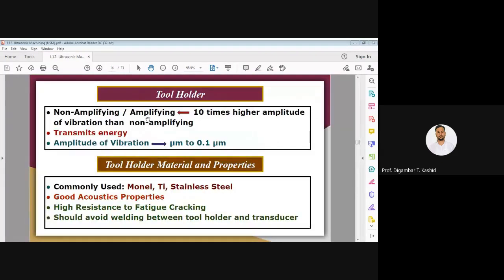Then we have another element, the tool holder. There are two types of tool holders in ultrasonic machining. One is known as a non-amplifying tool holder, and another is called an amplifying tool holder. In the case of the amplifying tool holder, you can get a 10 times higher amplitude of vibration as compared to the non-amplifying type. It transmits energy normally. Again, the amplitude of vibration can be as high as 1 micron to 0.1 micron.